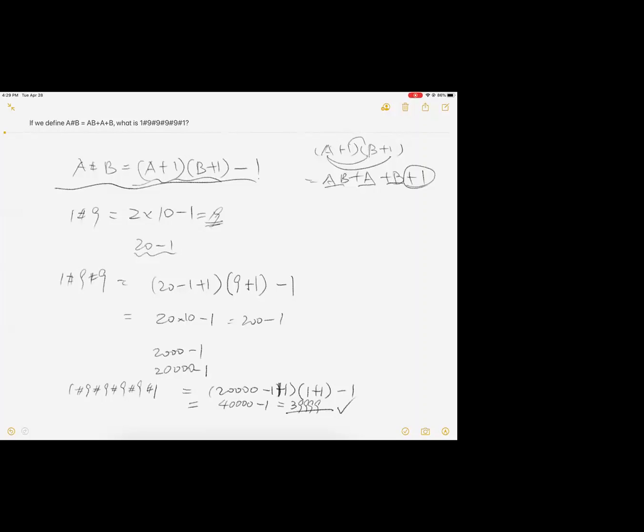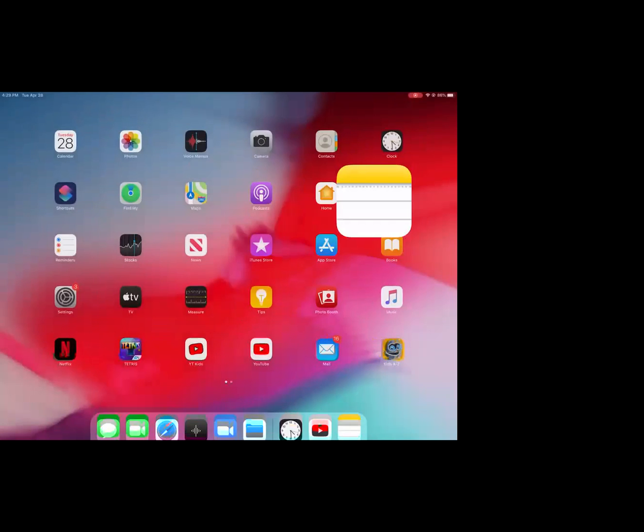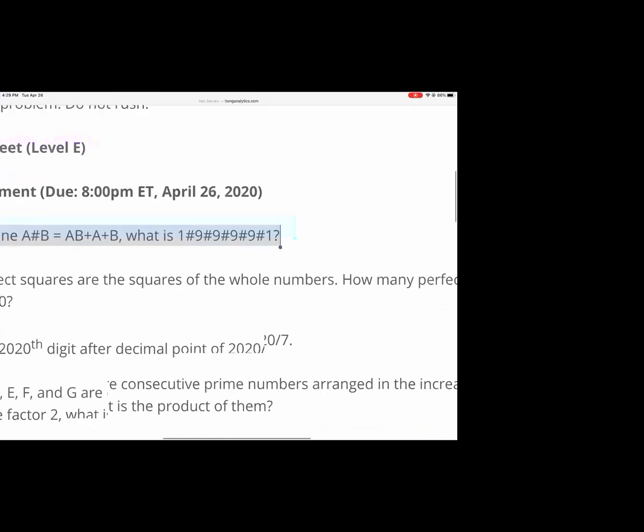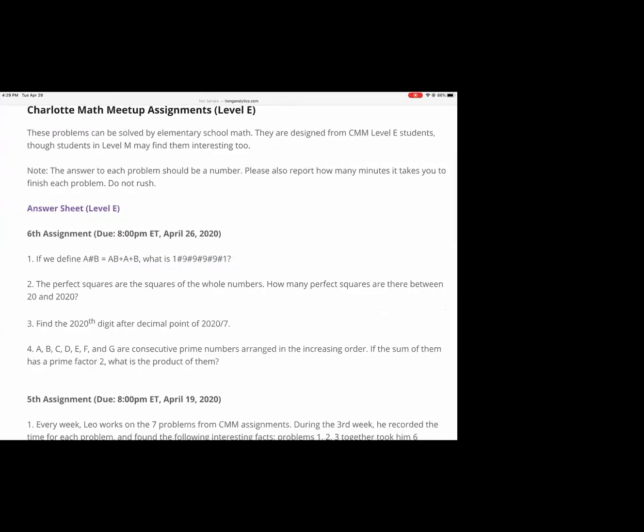Any other solutions to this problem? If no, let's move on. So the next problem is about perfect squares. Please mute yourself.